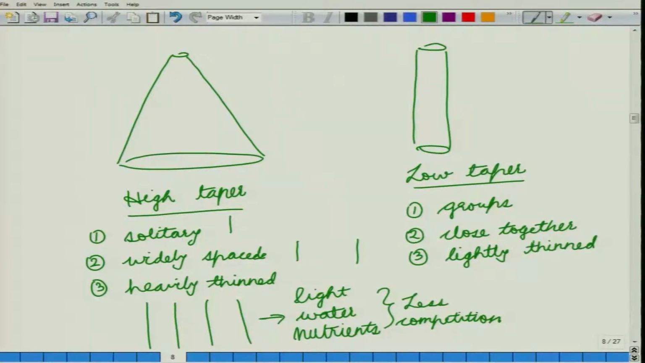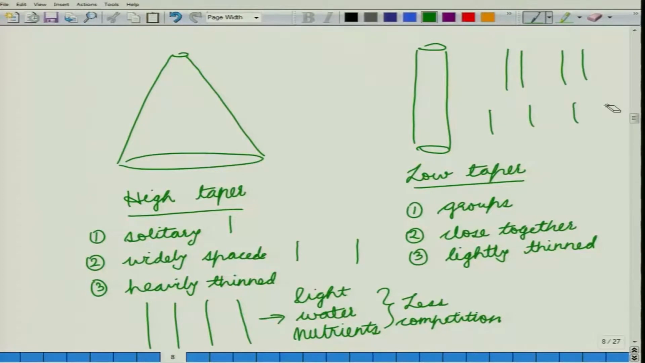In the case of a lightly thinned stand, if we started with a stand like this, and you removed one out of say every 3 individuals, this would become a lightly thinned stand. Whereas if we started with the same stand and removed every second individual, it would become a heavily thinned stand.